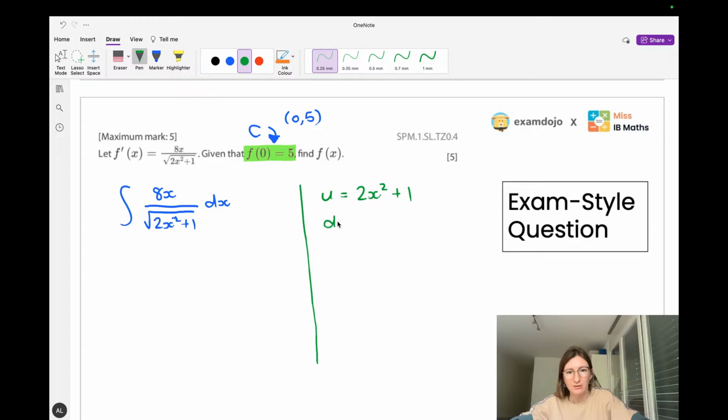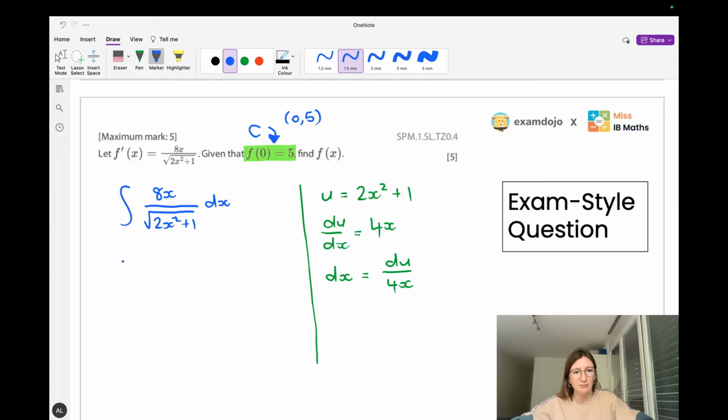Okay, so now I need to do du by dx. That gives me 4x. Remember, we're differentiating here. And I need to make dx my subject. So I'm going to have dx equals du divided by 4x, which is great because now I have that 4x in the denominator that's going to cancel out with my x over here. So let's write that all together. So that gives me 8x over, don't forget my root, and now that is u. Don't worry about that root. And instead of dx, I'm going to write du by 4x.